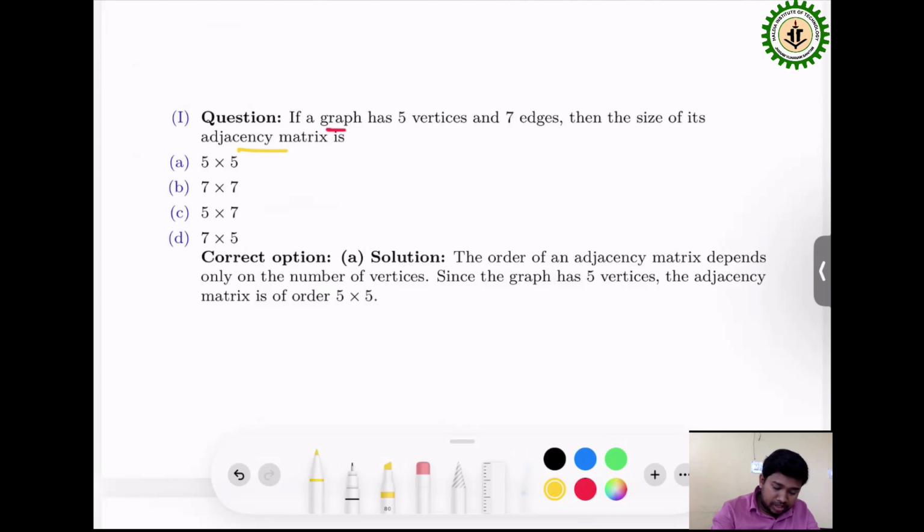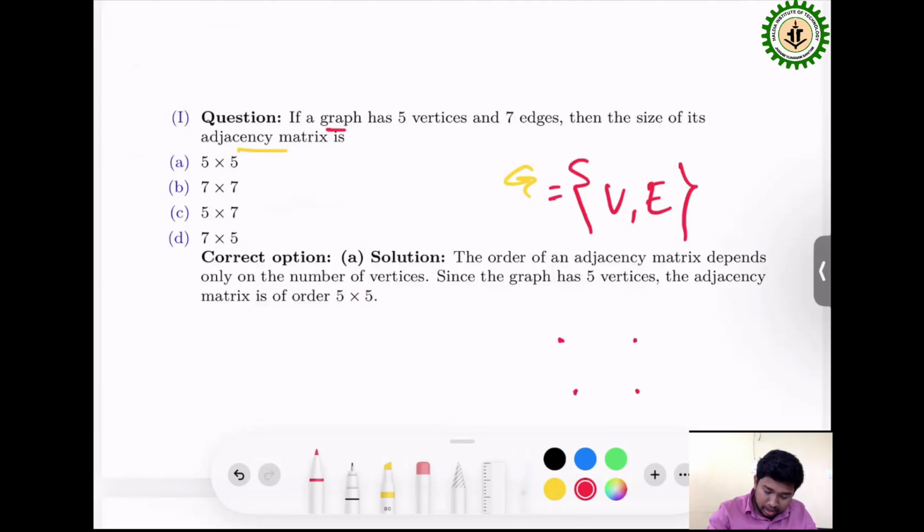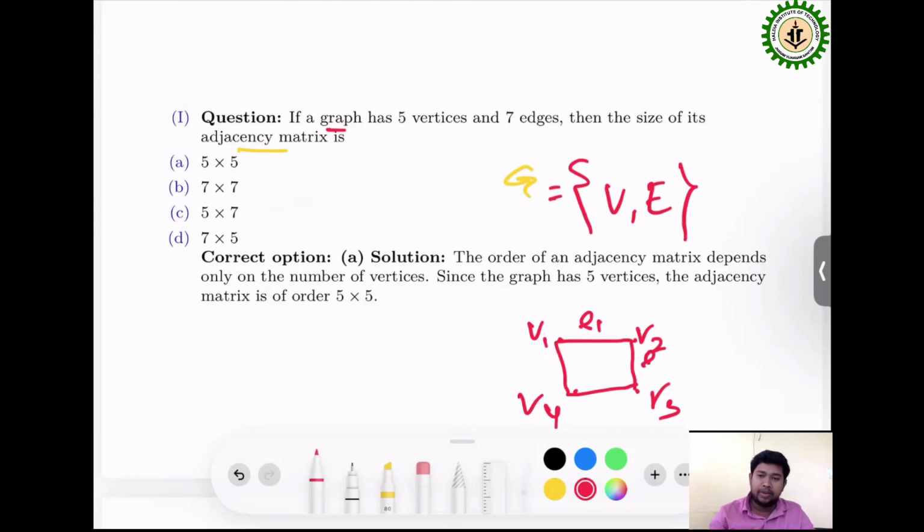Suppose we consider a graph G with vertex set V and edge set E. Here the points are vertices and the lines are line segments. These are V1, V2, V3 and V4. Here the vertex set has 4 vertices and the edges can be written as E1, E2, E3 and E4. So there are 4 vertices and 4 edges.